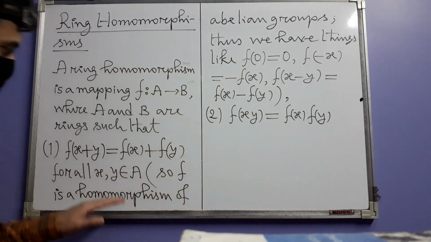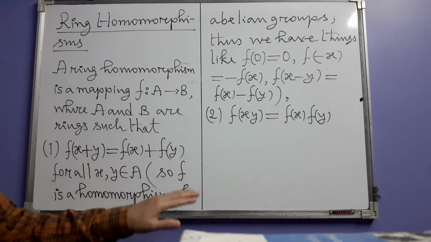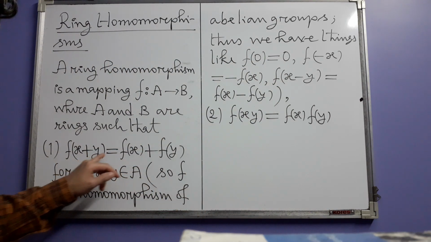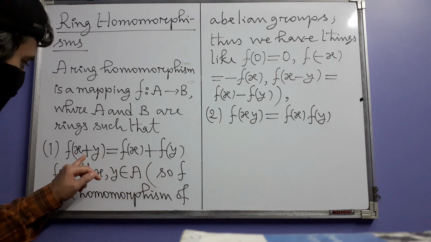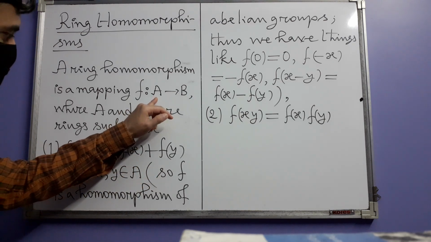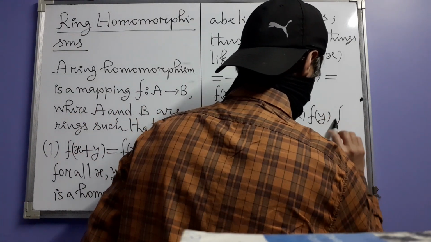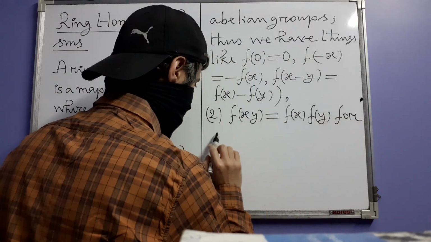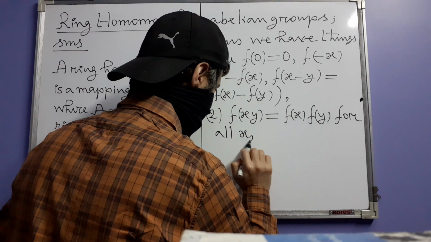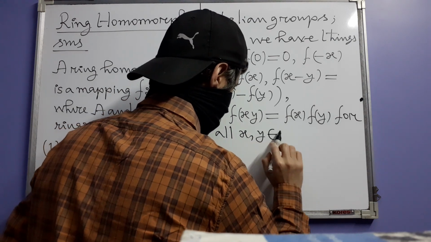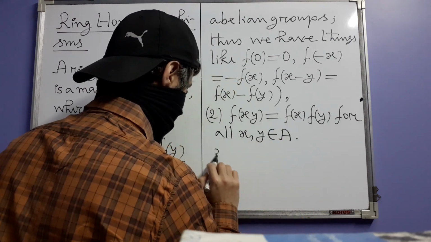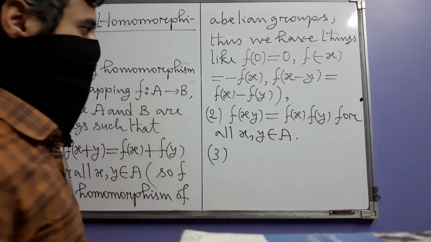Further, obviously at this stage it does not make sense to again comment on the fact that this plus is the plus in A and this is the plus in B. You already know these things. For all x and y belonging to A. But what can be the third condition?